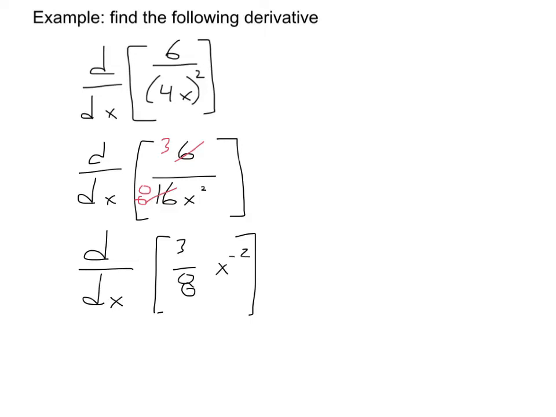This is now in a great form to use our power rule, right? I'm going to take this power, I'll bring it down. Once it's there, I'll subtract 1 from the power, and that'll be my derivative. So this is going to give me 3/8 times negative 2, and then x, and then negative 2 minus 1, so that's the negative 3rd power.